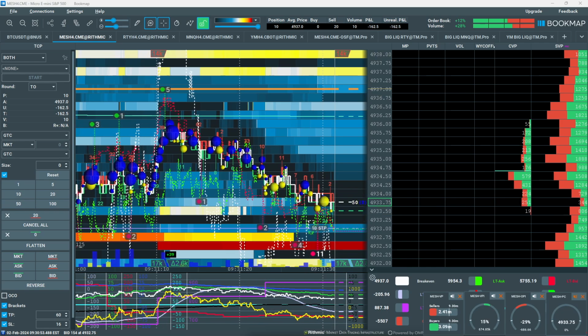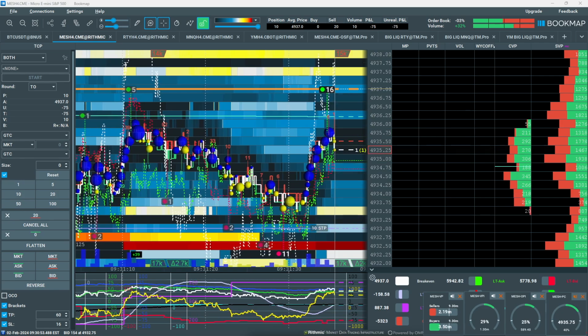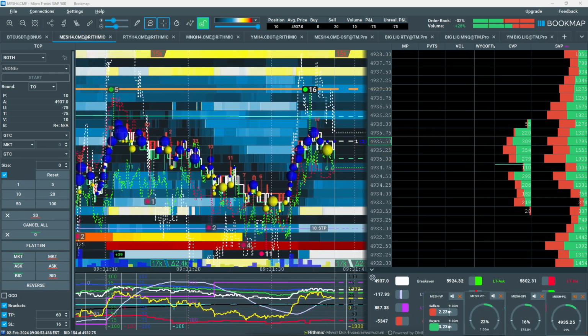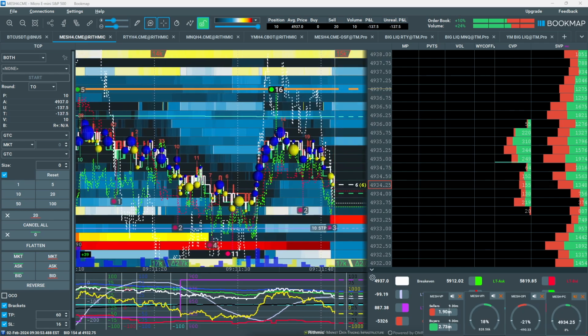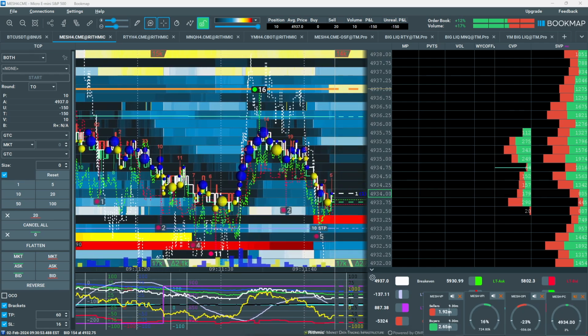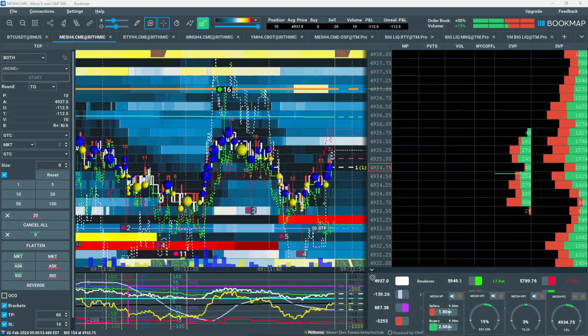All right, so I took a buy right there at 49.32.25. Right now we're at 49.35.50. Let's see if we're going to get some support there. My stop is at 49.28.25.